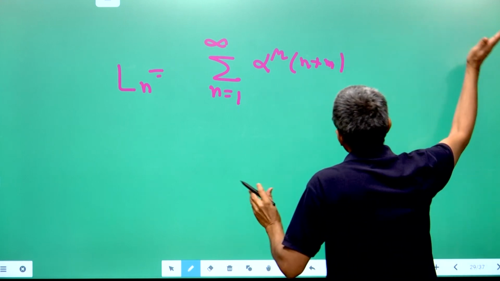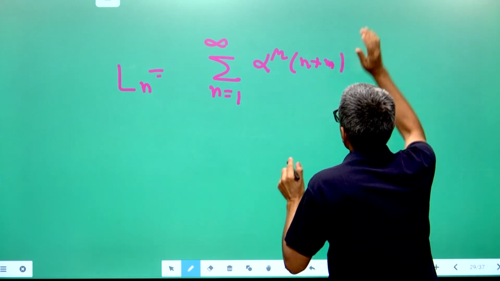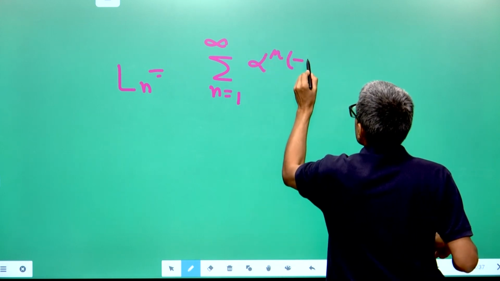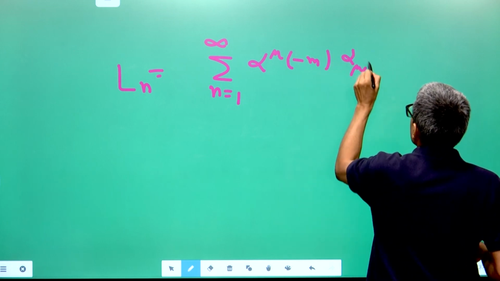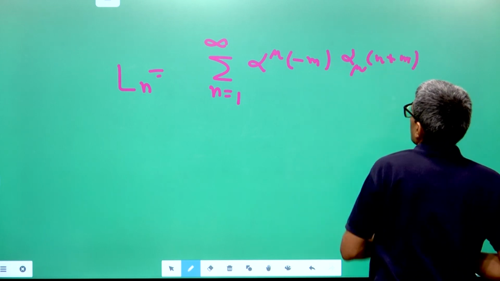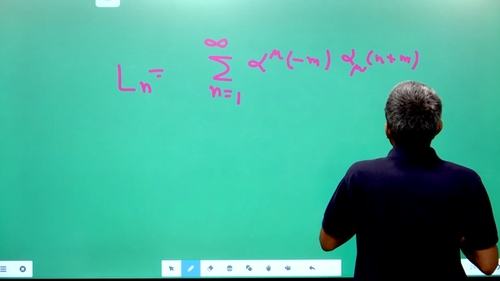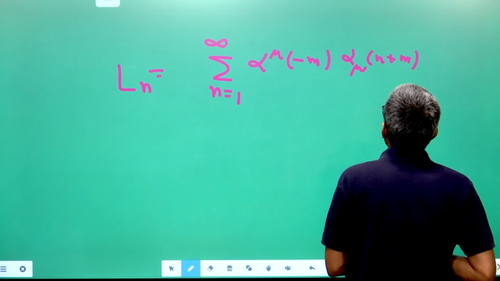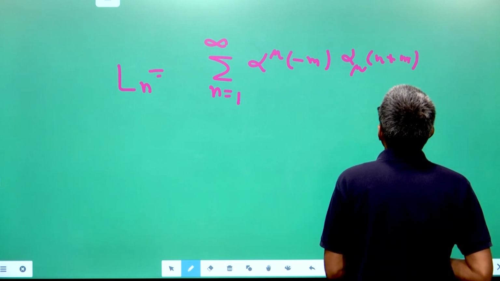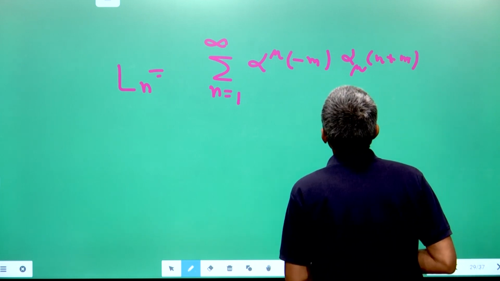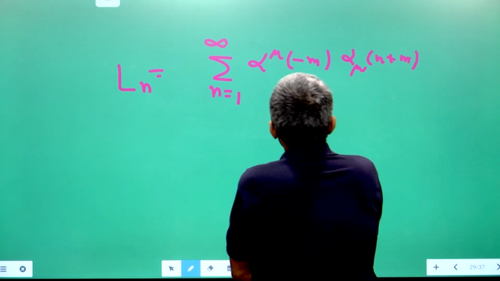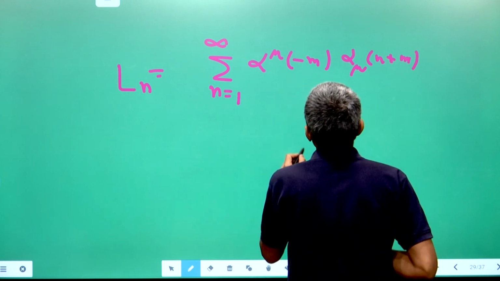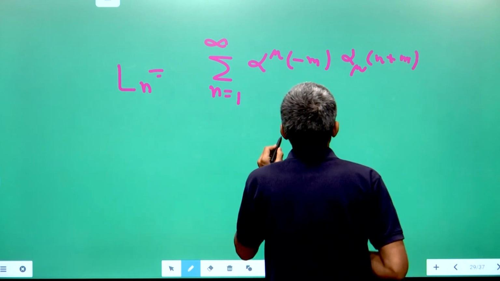or in the normal ordering the annihilation operators come to the right and the creation operators come to the left. So you can write it as alpha mu minus m into alpha mu n plus m, for n going from 1 to infinity. If you write it in this form, for n greater than or equal to 1, this is ln.